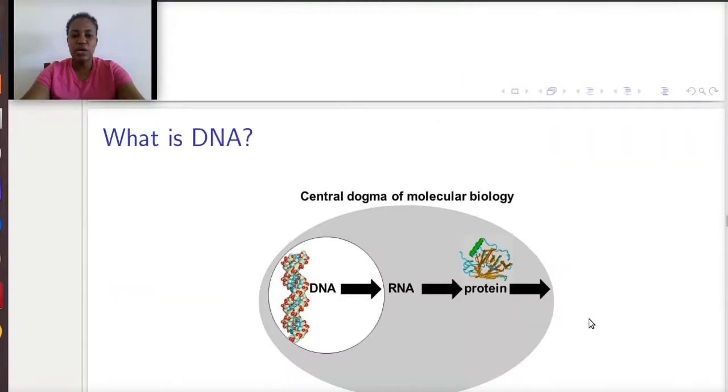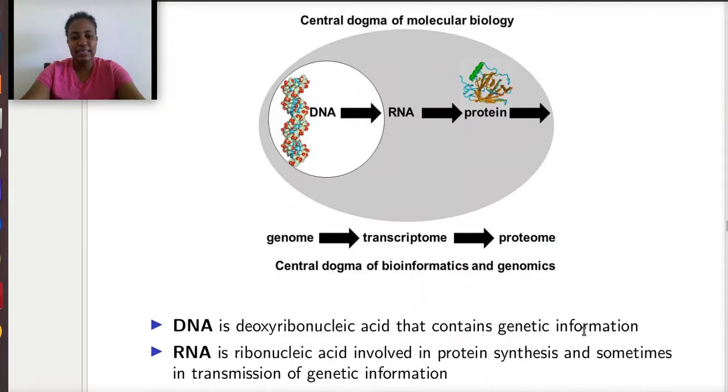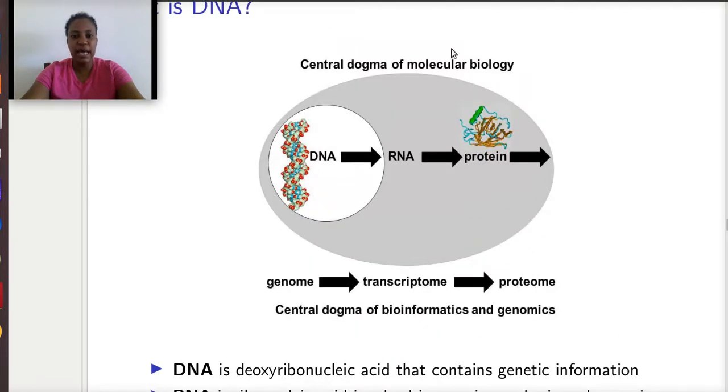But what is DNA? We're data scientists, we have minimal knowledge of biology, but there are the basics. DNA is deoxyribonucleic acid. The main thing for us to be concerned with is that it contains genetic, hereditary information. In molecular biology, the DNA is changed to RNA, a process called transcription. The RNA, which is also an acid, is involved in protein synthesis through a process called translation, and sometimes in transmission of genetic information. This is the domain of molecular biologists, and this is where bioinformatics work lies in genomics.